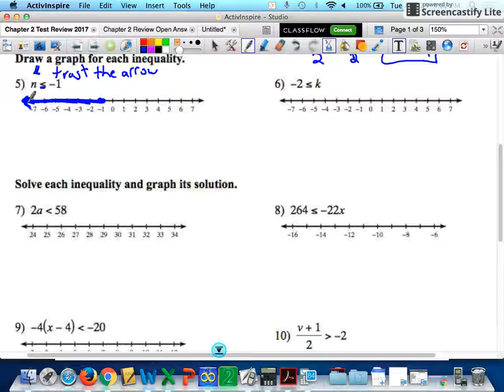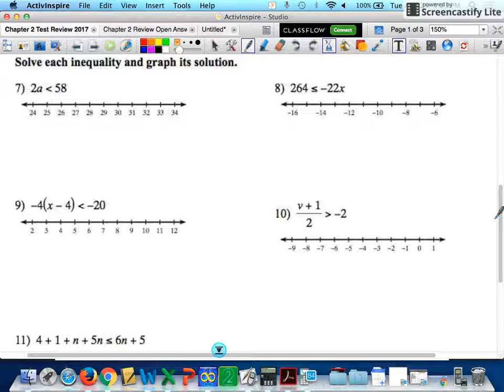For number 6, again, I'm going to the point where it tells me to, -2, and I'm going to do a filled in dot because it has an or equal to sign. But this time my variable's on the right-hand side. When my variable's on the right-hand side, I know this arrow is lying to me. So I've got to go the opposite of what it says. This arrow is pointing to the left, so if I want to go to the opposite side, I shade to the right. That's because the variable's on the wrong side, okay? Variable's on the wrong side.